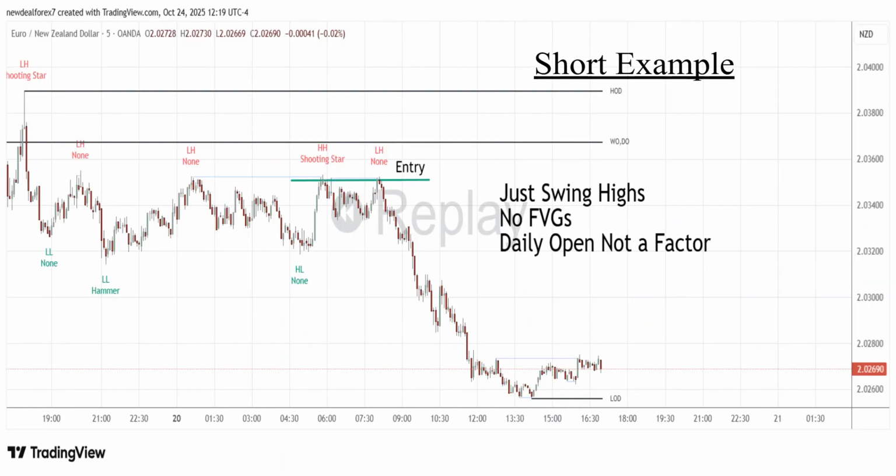Now, here's a short example. But remember, this price action is below the daily open, and the weekly open as well. But I'm not talking about that. This is just for the day. But this is a case where swing highs would have come into play if you were bearish or short for the day.